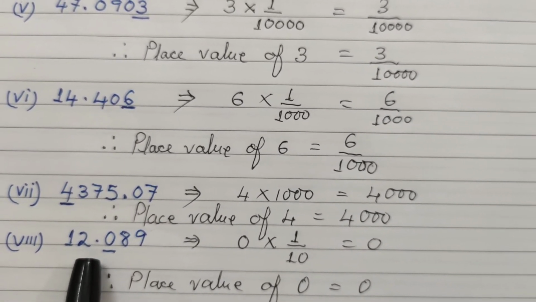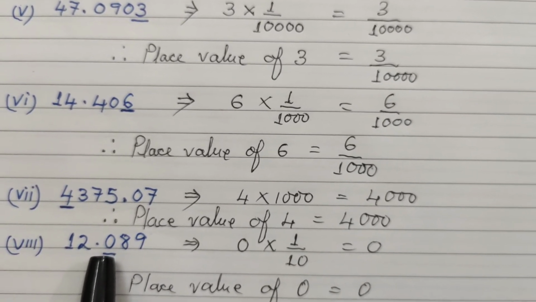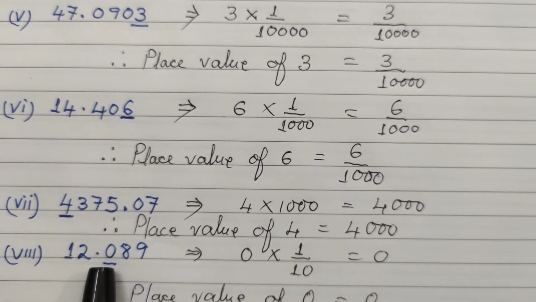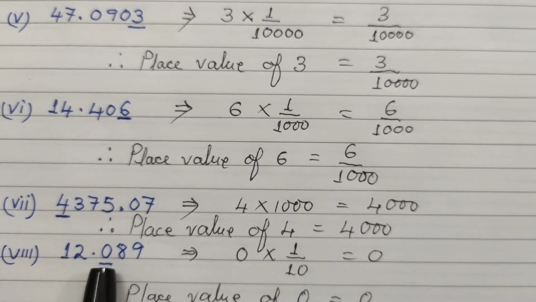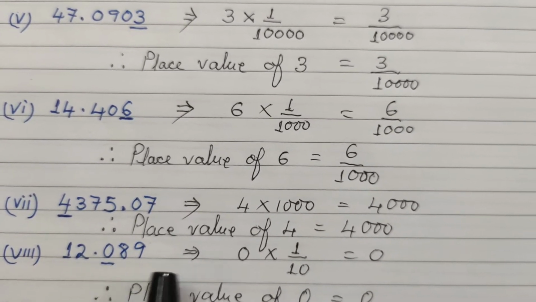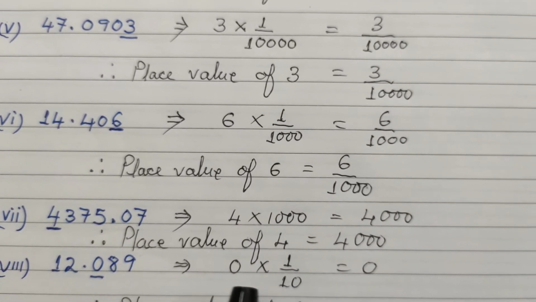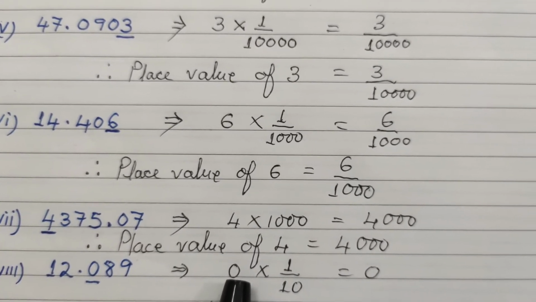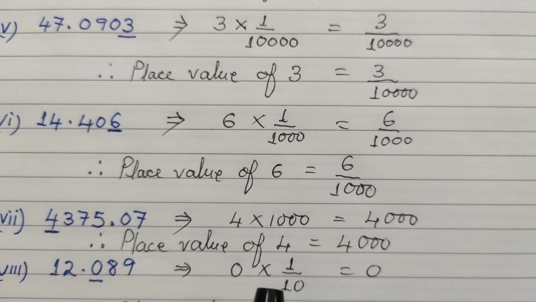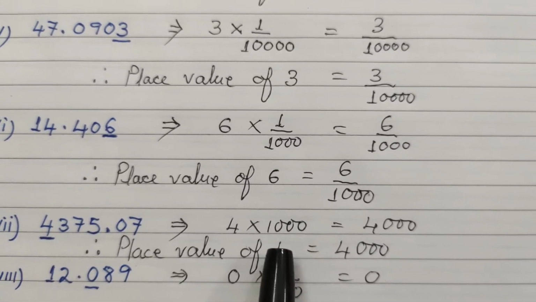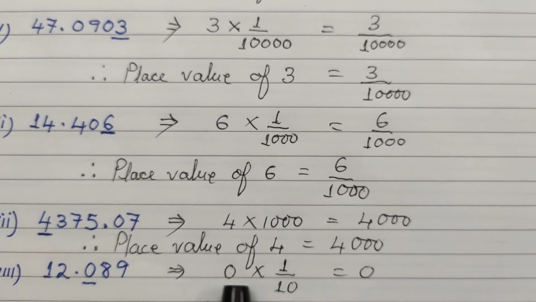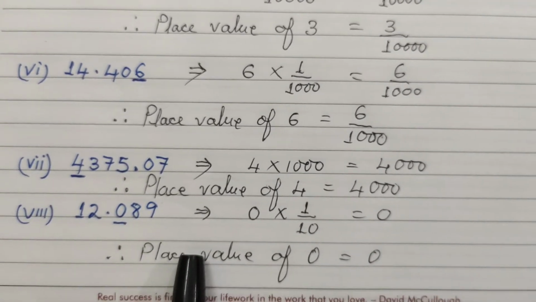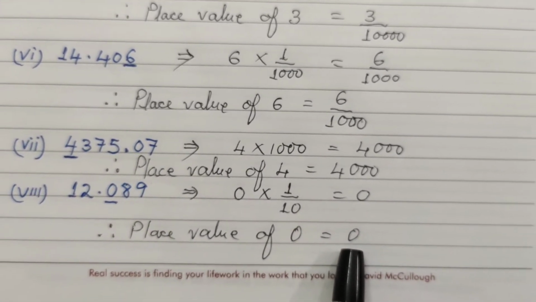Last number is 12.089 and they have underlined 0 here. Let's see where the position of 0 is. 0 is towards the right side, right after the point. The first position is tenth, 1 by 10. If you want to find out the place value of 0, you have to multiply it with the position in which it is in. It is in tenth, 1 by 10. So 0 into 1 by 10 is 0. Anything multiplied by 0 is 0. So the place value of 0 is 0 only.